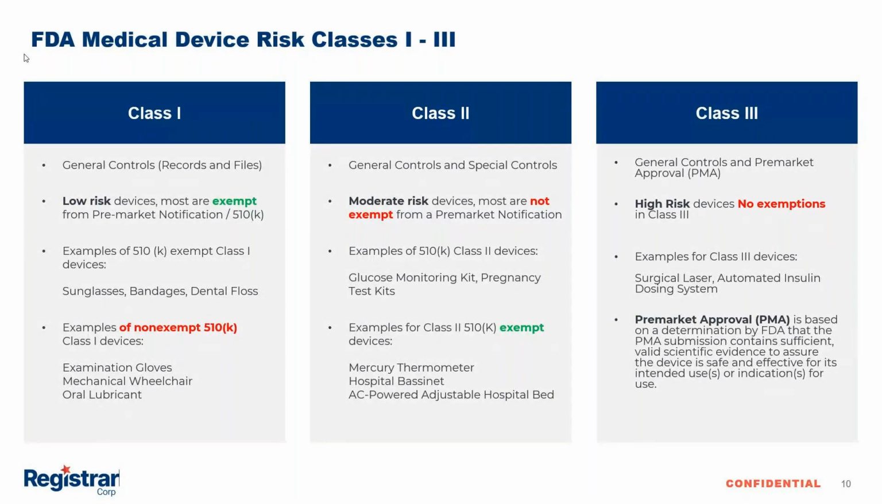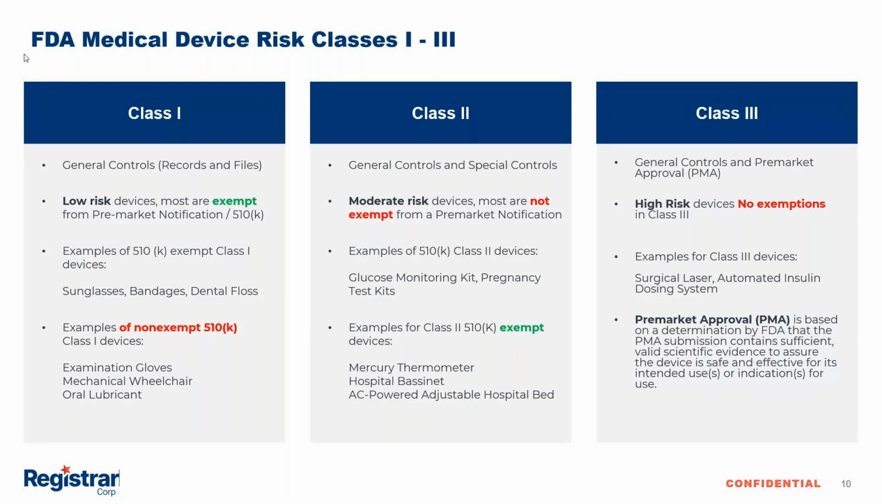And then we have class 3, which is really the highest risk class. Besides the general controls, you need to have a pre-market approval to sell a class 3 product here in the US. And that is really where we use the word approval. Class 3 devices are approved by the FDA. This is the highest risk class. There are no exemptions in class 3. And typical devices that would fall under class 3 are surgical lasers or automated insulin dosing systems.